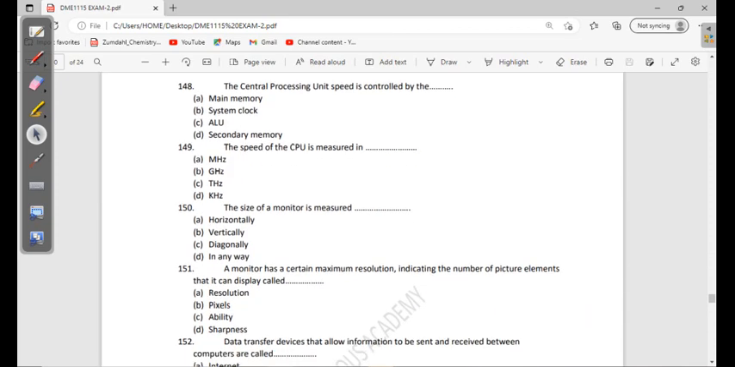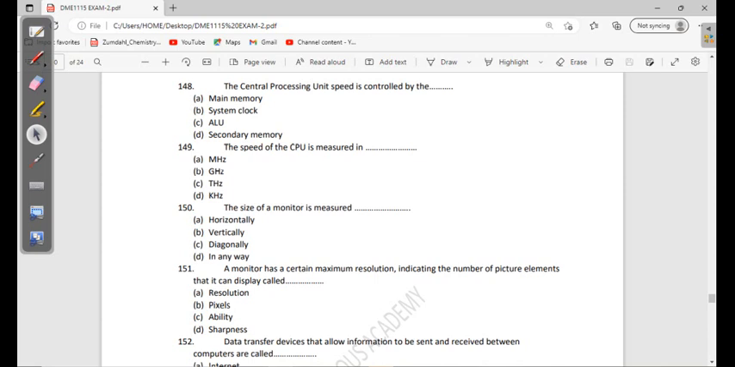148. The central processing unit speed is controlled by the main memory, system clock, arithmetic logic unit ALU, and secondary memory. So what controls the speed of the CPU? That's the system clock, B. 149. The speed of the CPU is measured in megahertz, gigahertz, terahertz, kilohertz. What do you think? So it is measured in gigahertz.